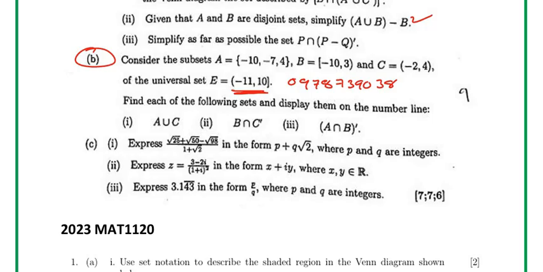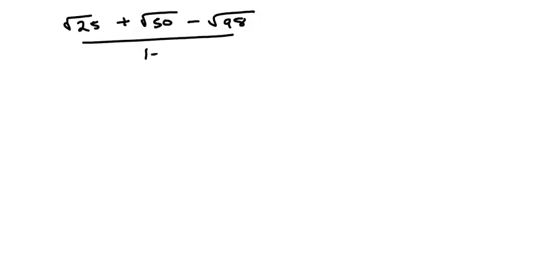Then number C is under Surds. So for C, they've given us a Surd: root of 25 plus root of 50 minus root of 98, over 1 plus root of 2. They want the answer in the form of P plus Q root 2, meaning they know that everything under the square root is going to be divisible by 2. So we have to use 2 as our hint. So we're having root of 25, plus root of 50, minus root of 98, then down we're just having 1 plus root of 2.